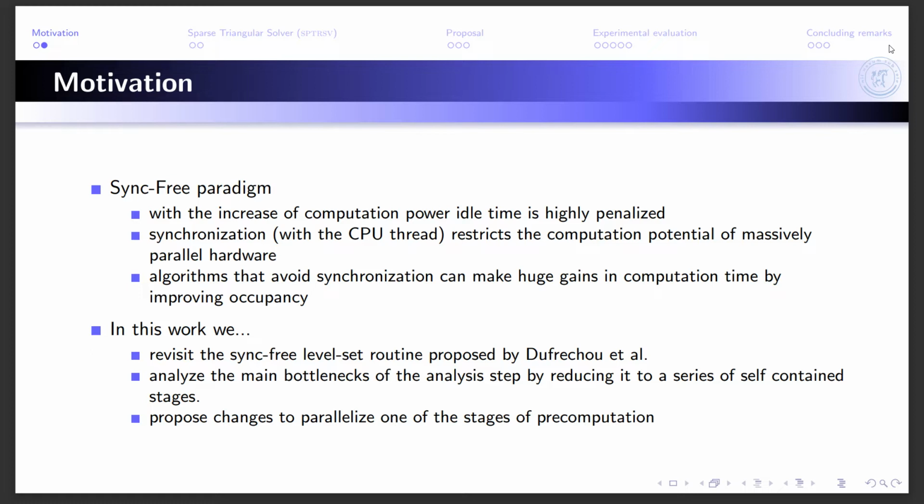In this work, we revisit the sync-free level set routine proposed by Dufrechou et al. We analyze the main bottlenecks of the first step, that is the one that does the common work in the systems that share a matrix, and we divide it into a series of self-contained stages and propose changes to parallelize one of them.